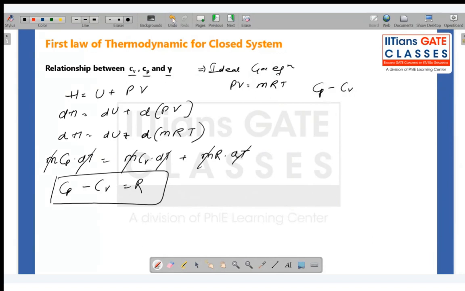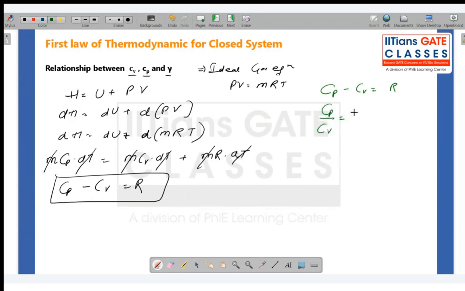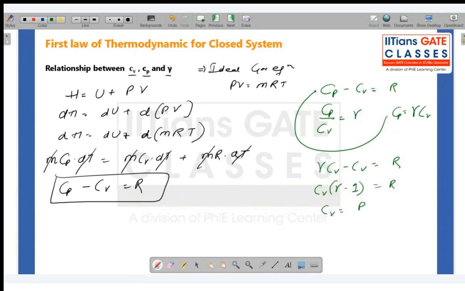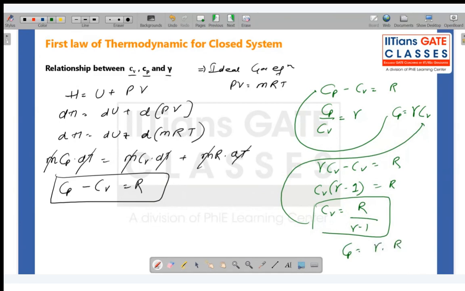Cp minus Cv is equal to R, and we also know that Cp by Cv is equal to gamma. So can I say Cp is equal to gamma Cv? Let me substitute it here. Gamma Cv minus Cv is equal to R. Cv times (gamma minus 1) is equal to R. Cv is equal to R upon (gamma minus 1). Substituting, Cp is equal to gamma R upon (gamma minus 1).